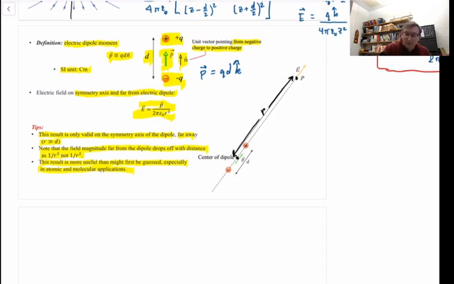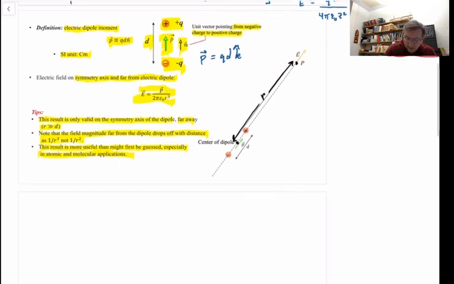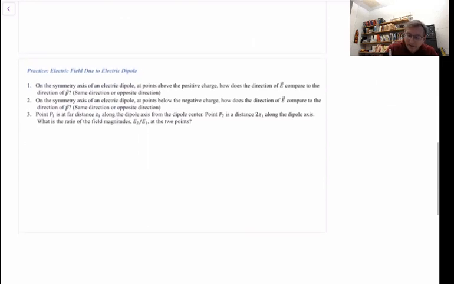All right, so the last thing I'm going to do here is give you a class engagement exercise to do on Blackboard, with some practice thinking about the electric field of an electric dipole.